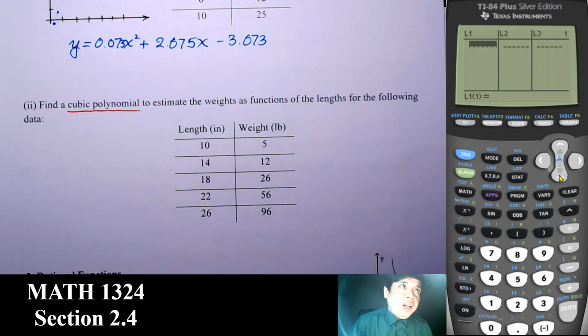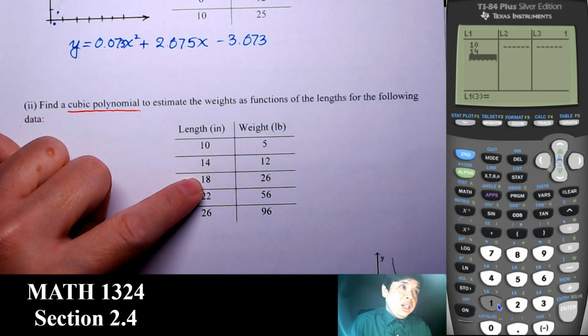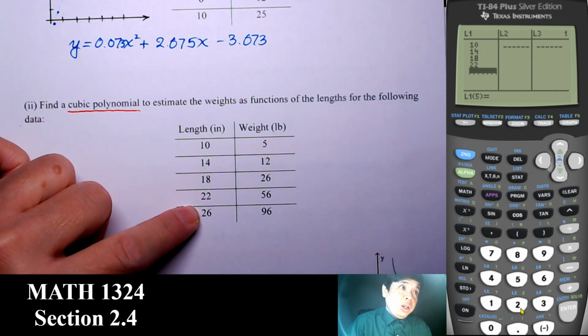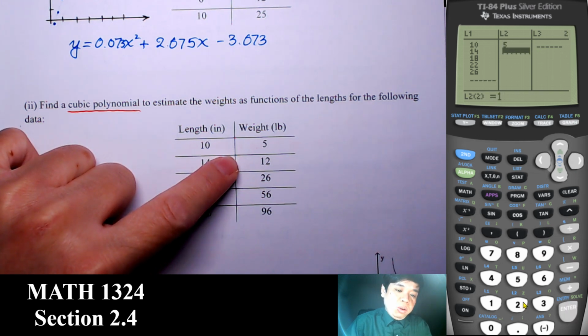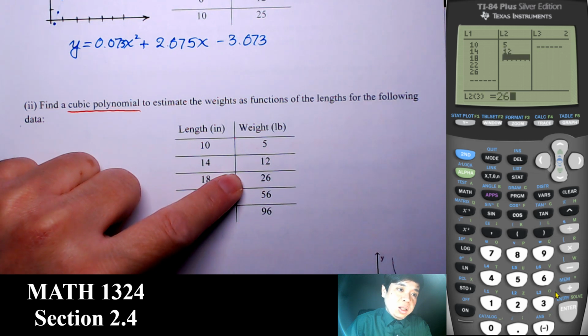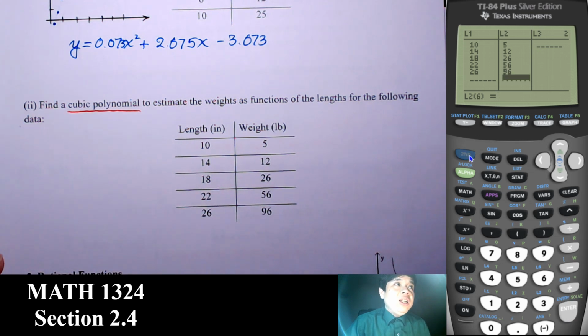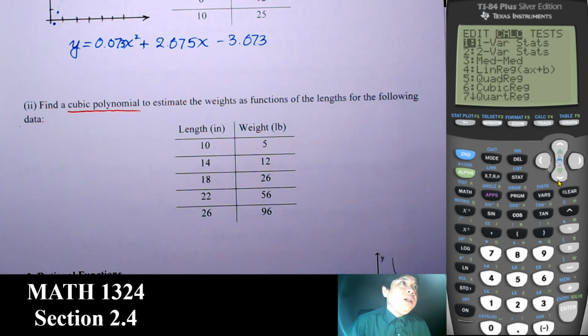That's good. Now we have 10, 14, 18, 22 and 26. And now go to the second list: 5, 12, 26, 56 and 96. Right. And second quit, hit STAT again, Calc. Now we want cubic.